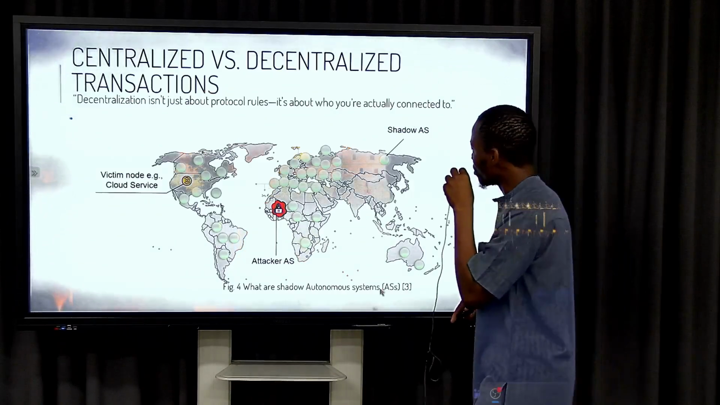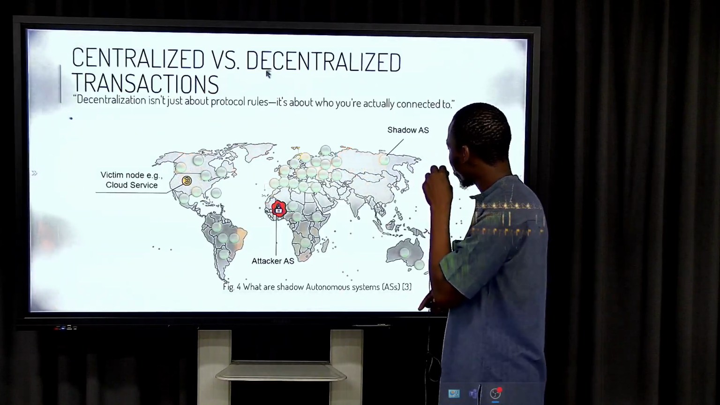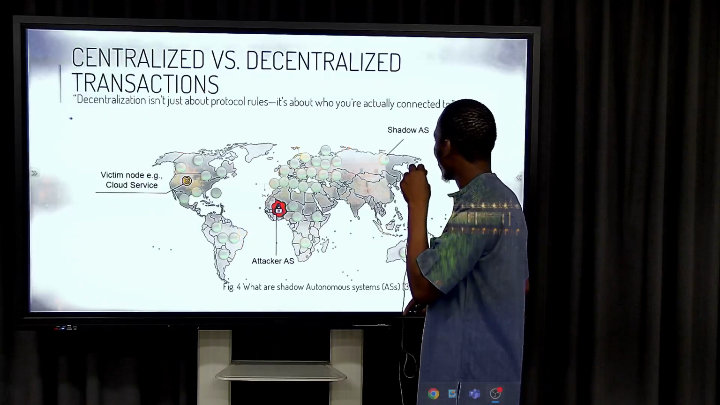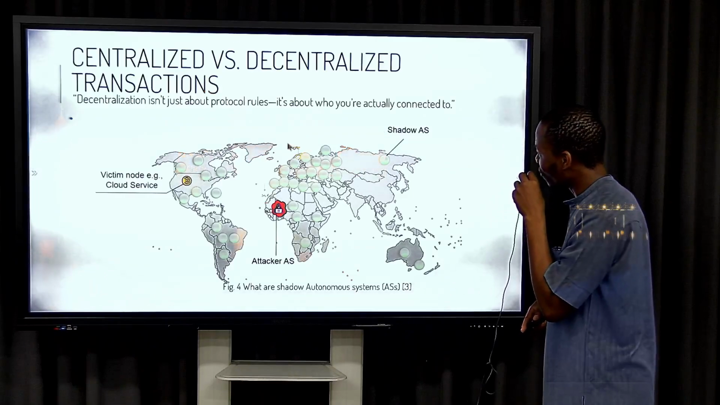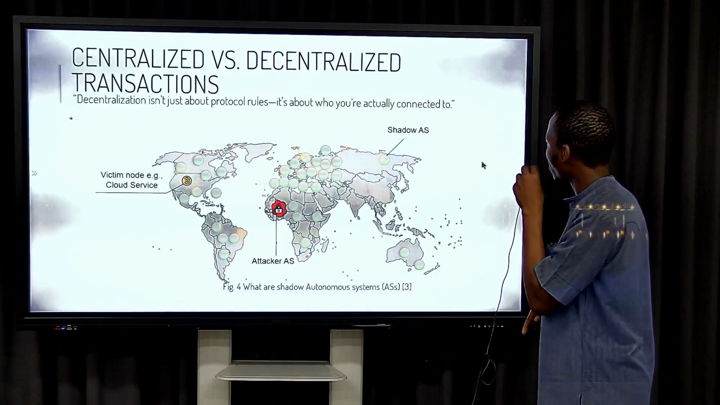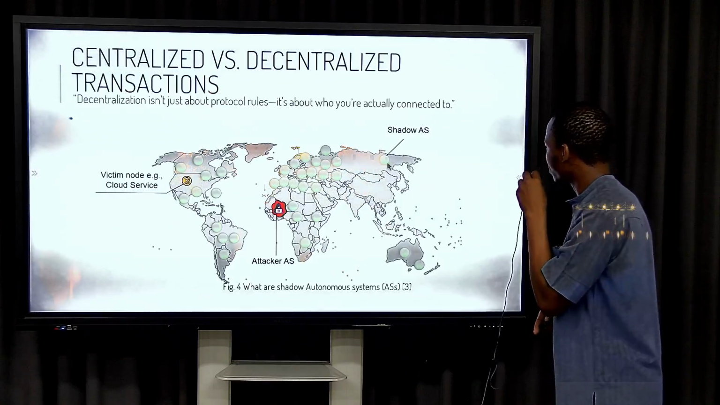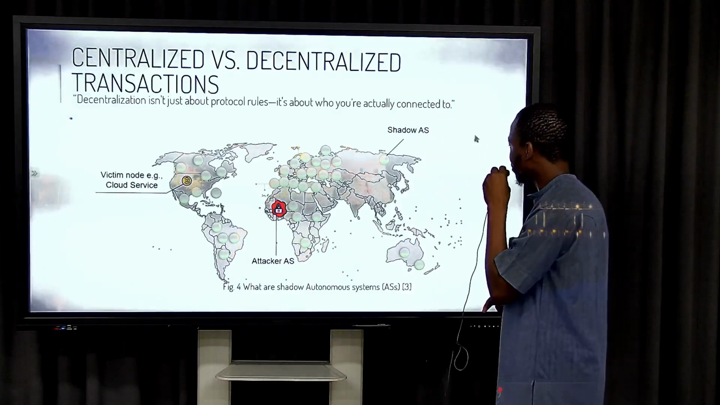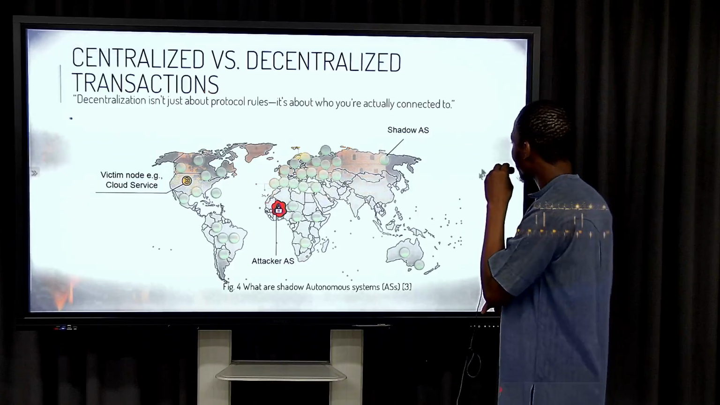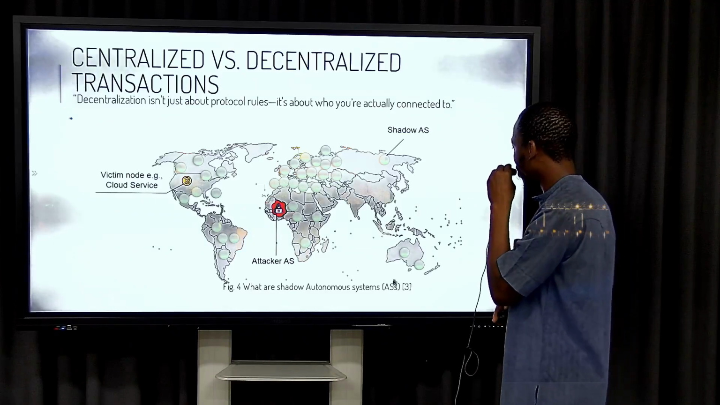So this is where we look at this scenario. For instance, this is a world map. We have Africa, Asia, North America, South America, Europe, and Australia. In this scenario, we have a victim node and the shadow AS. AS means autonomous system. An autonomous system is just a router. A router is a device that transfers packets, that is IP packets, internet packets, from one place to another.